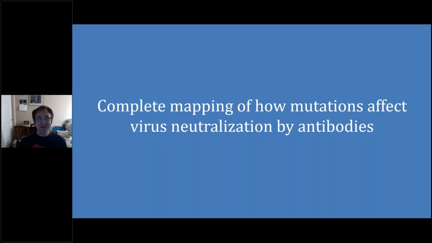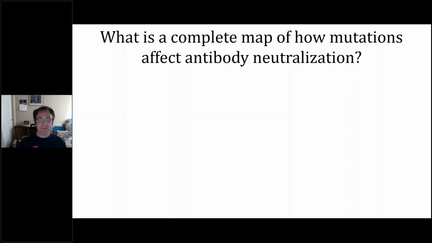So for the last section of the talk, I'm going to describe what was actually in the title, which is complete mapping of how mutations affect virus neutralization by antibodies. The experiment we're using here is conceptually almost identical to what I was presenting earlier. But before I describe how we do the experiments, I just want to take a step back and ask, what would a complete map of how mutations affect antibody neutralization actually look like? Because before you do an experiment, it's always good to think about what data you would like to get out.